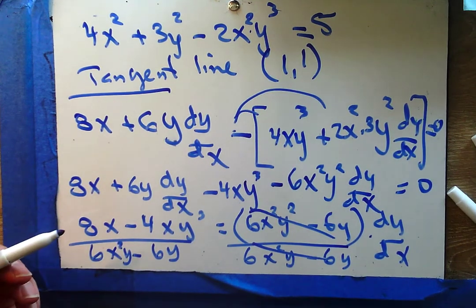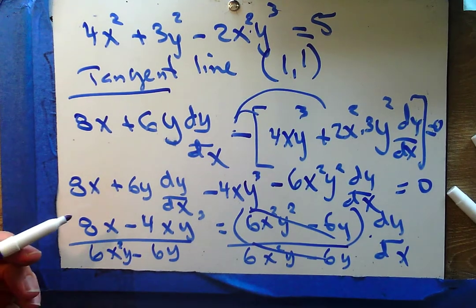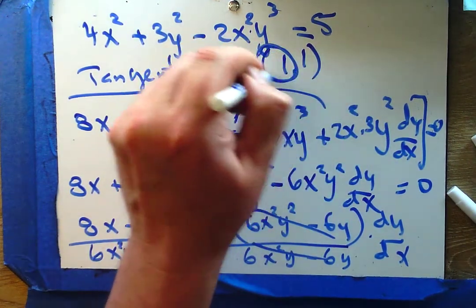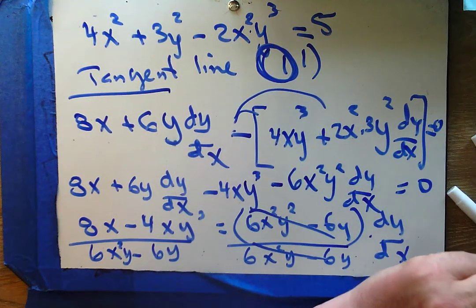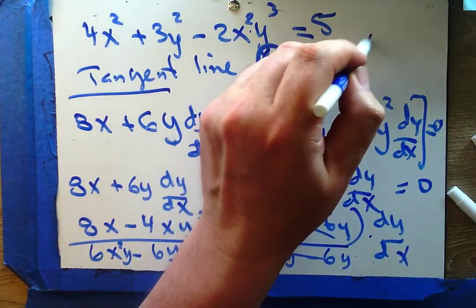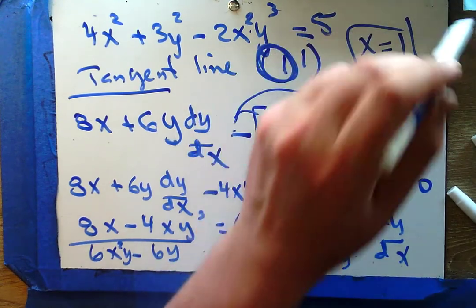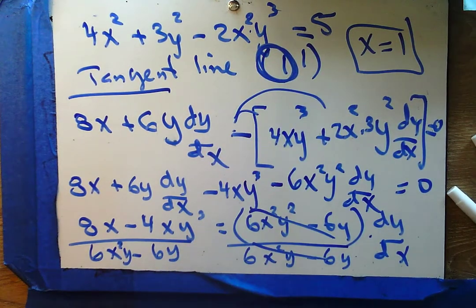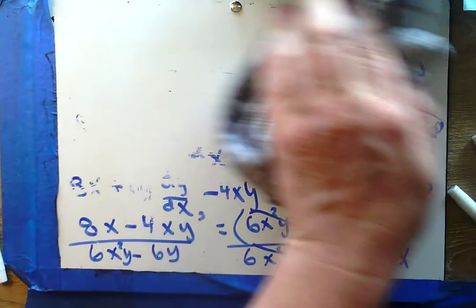What kind of lines have an undefined slope? Vertical lines. How do I write the equation of a vertical line? X equals the x value that this line passes through. There's my tangent line. Okay, so let's take a look at the homework.